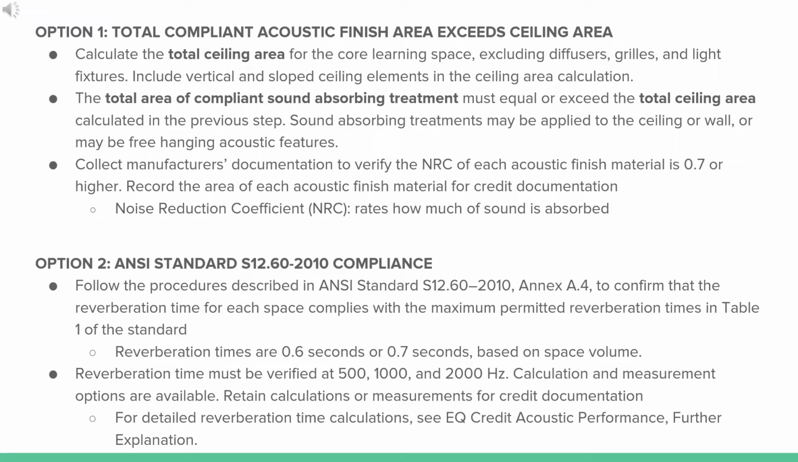The total area of compliant sound absorption treatment must equal or exceed the total ceiling area calculated in the previous step. Sound absorbing treatments may be applied to the ceiling or wall, or may be free-hanging acoustic features. Collect manufacturer's documents to verify that the NRC of each acoustic finish is 0.7 or higher. Record the area of each acoustic finish material for credit documentation.